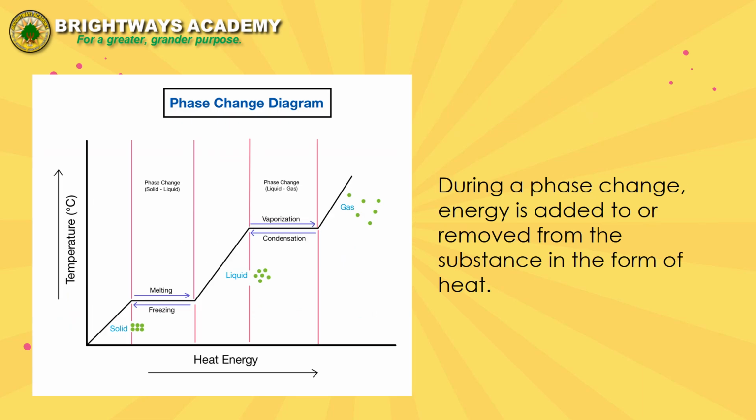During a phase change, energy is added to or removed from the substance in the form of heat. However, the added or removed heat does not cause a change in temperature. This is why temperature remains constant during a phase change.